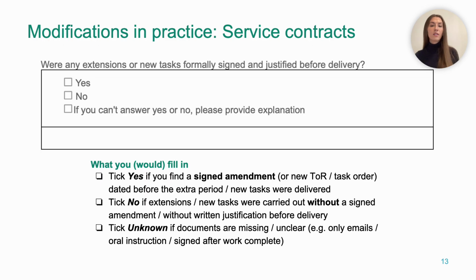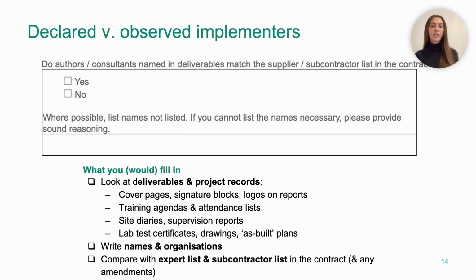So all of those patterns don't automatically prove corruption, but what they do show is that the changes are happening outside the normal control system. So your role is simple. Tick no or can't answer, describe what you see in a sentence, and flag that this is where scope creep or favoritism could be hiding. The fourth and final service question goes to the heart of who actually did the work.